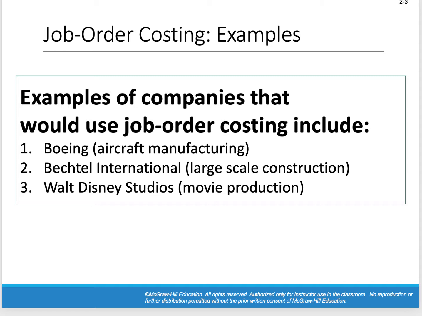Boeing, they make aircraft, okay? Well, maybe different airlines need different specifications of aircraft. I believe Boeing makes aircraft for the military, right? Well, the aircraft needed for military purposes are totally different than commercial airlines. We have Bechtel International. I guess they're a large-scale construction company, right? They have different jobs going on. Walt Disney Studios, right? Making different movies requires a different skill set, different costs are incurred, different material, different labor.